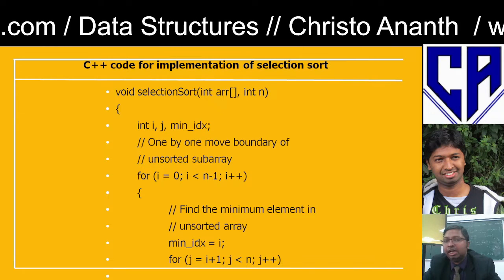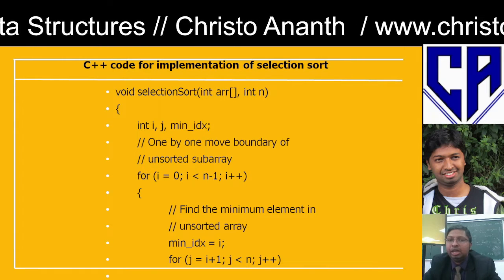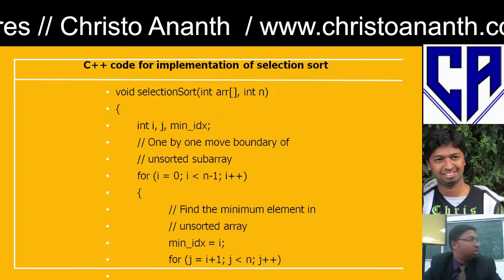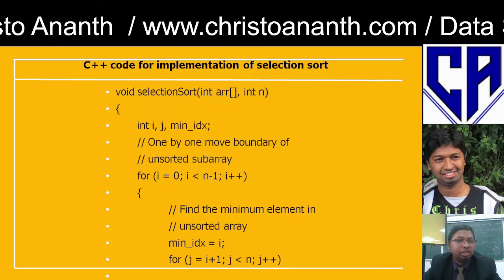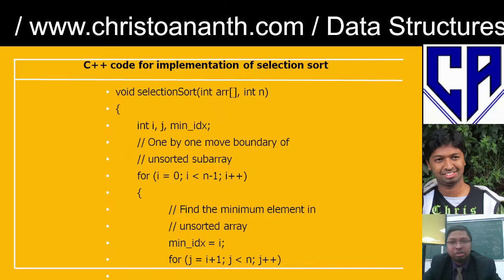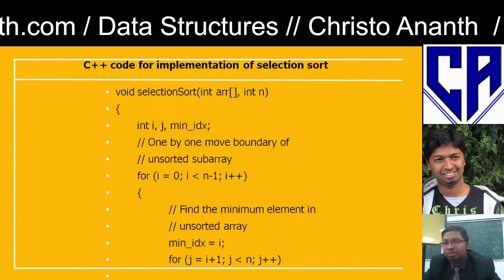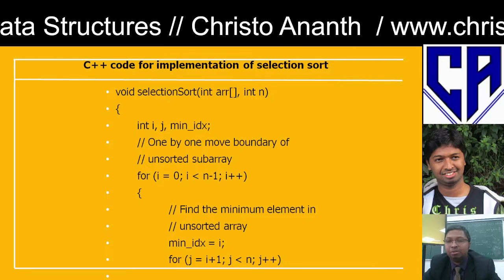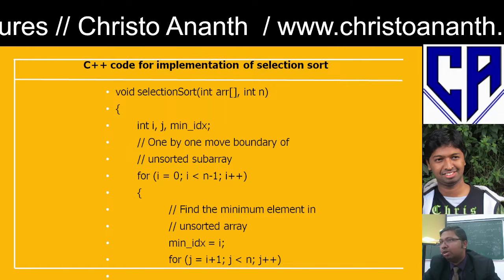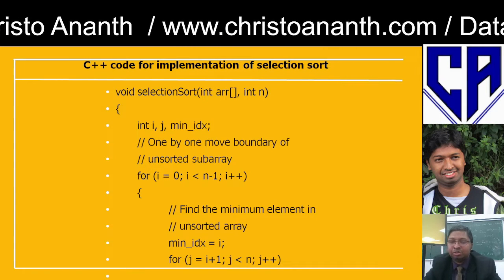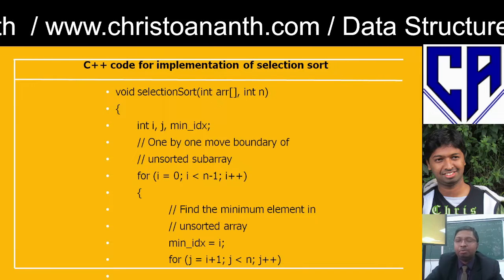You declare int i, j, min_idx, and you move the boundary of the unsorted subarray one by one. So for i = 0; i < n - 1; i++. Find the minimum element in the unsorted array. So min_idx = i. For j = i + 1; j < n; j++. So this is actually the inner loop I am talking about.